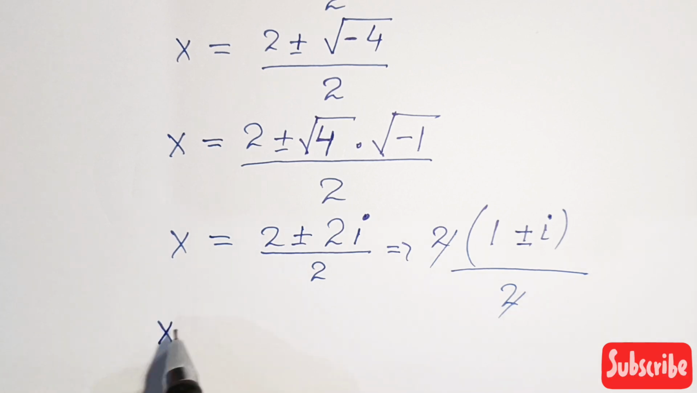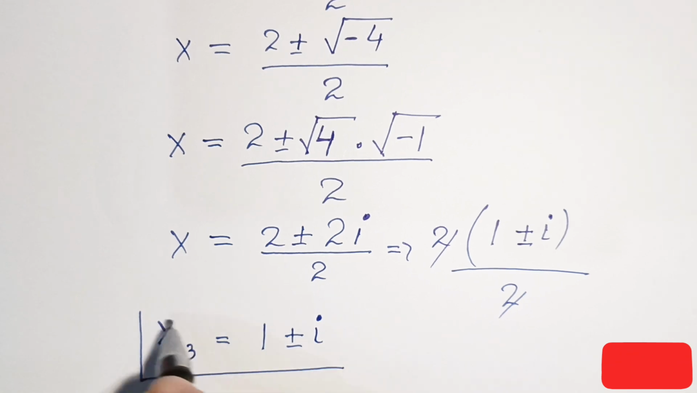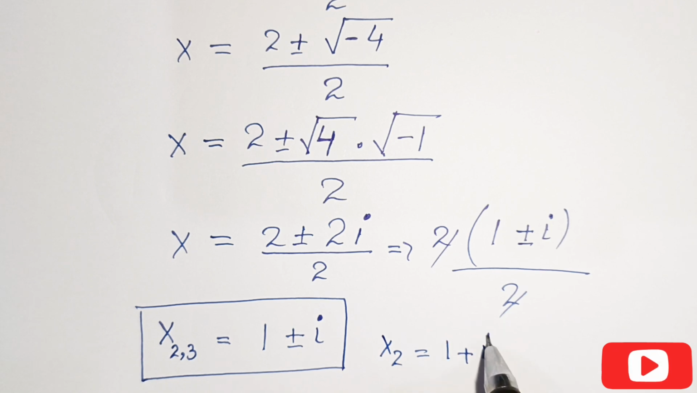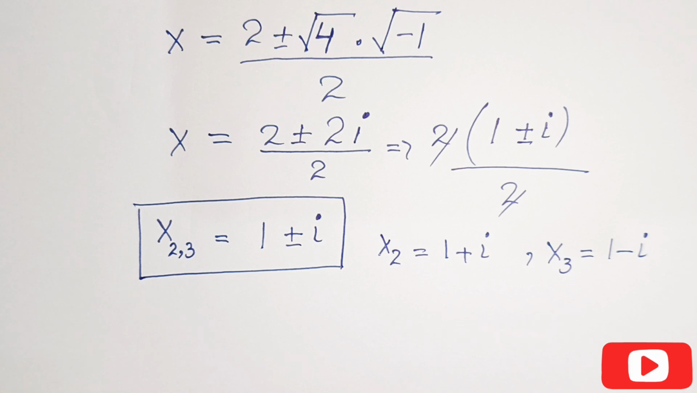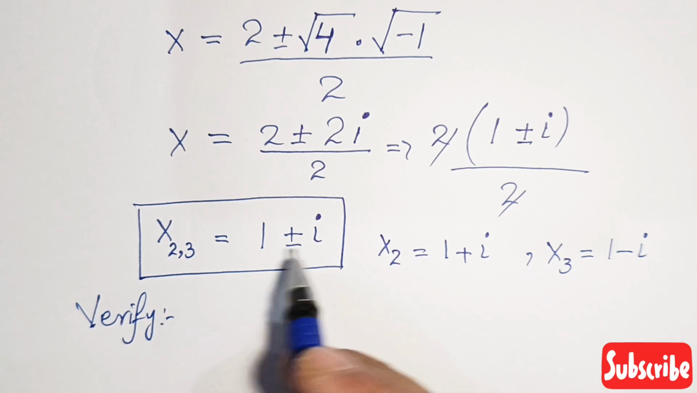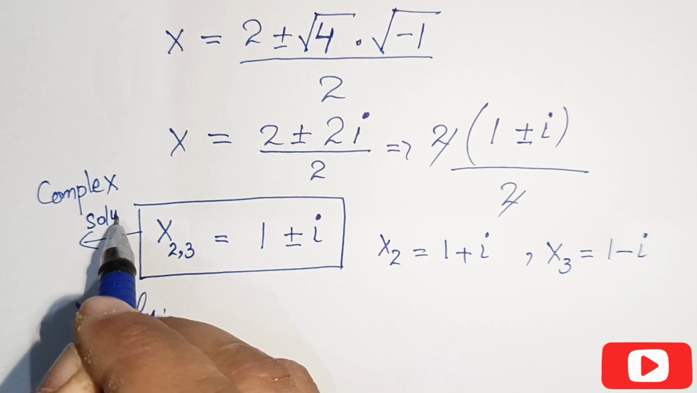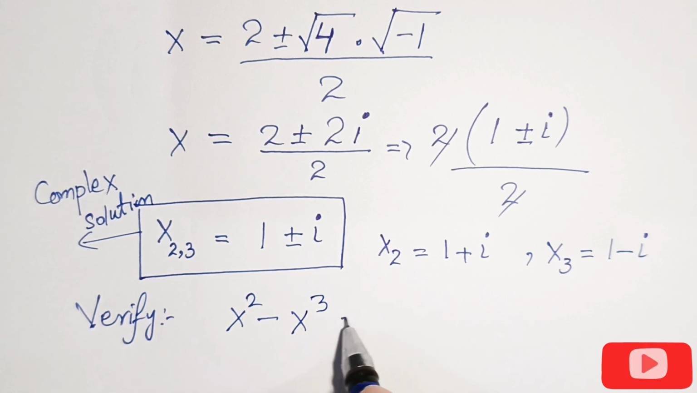Here we have two values of x, which are x2 and x3, that is 1 plus minus iota. Now our value of x2 is 1 plus i, and x3 is equal to 1 minus i. Here we are going to verify our problem by using the real solution. We see that these two solutions are complex solutions. So now recalling our problem, which is x squared minus x cubed is equal to 2.